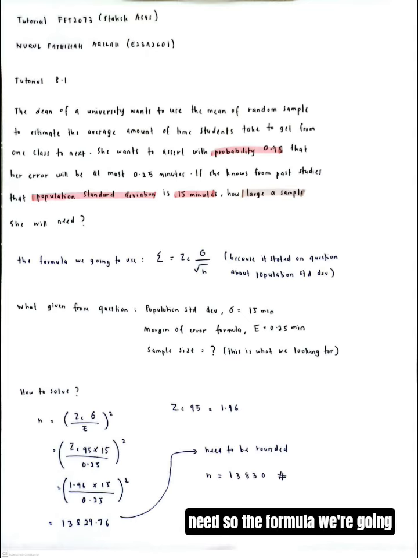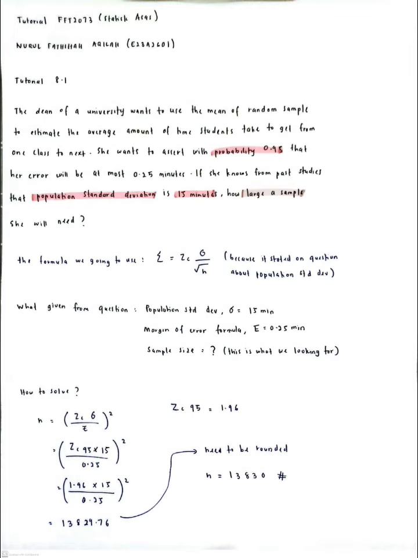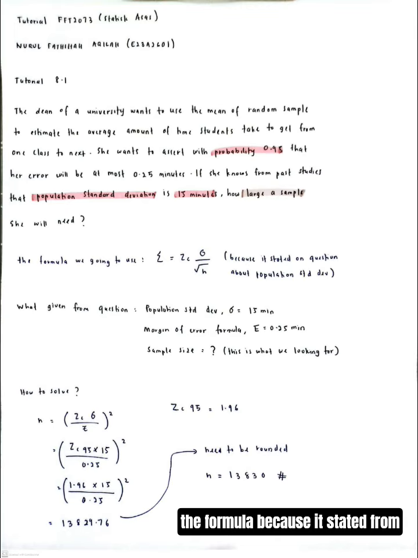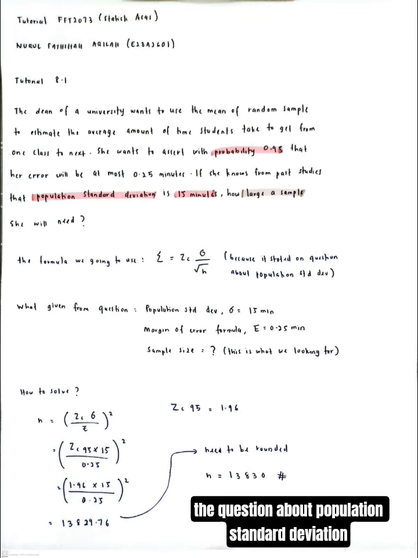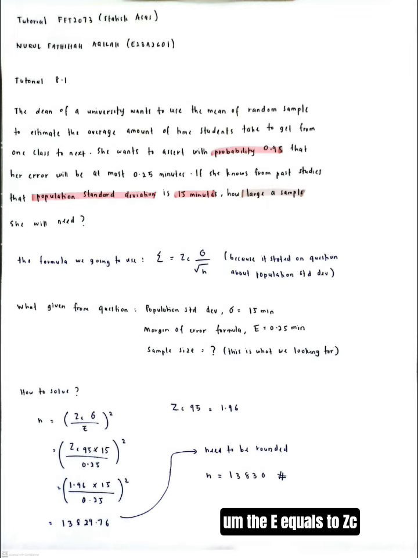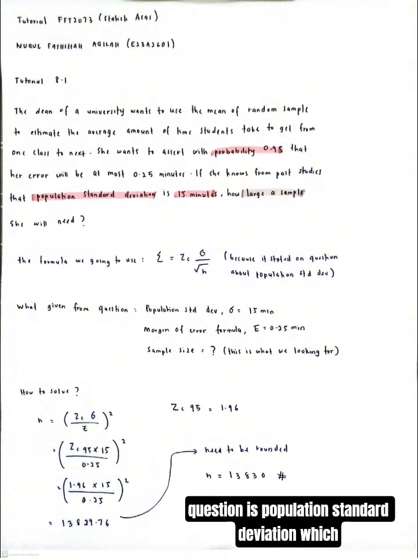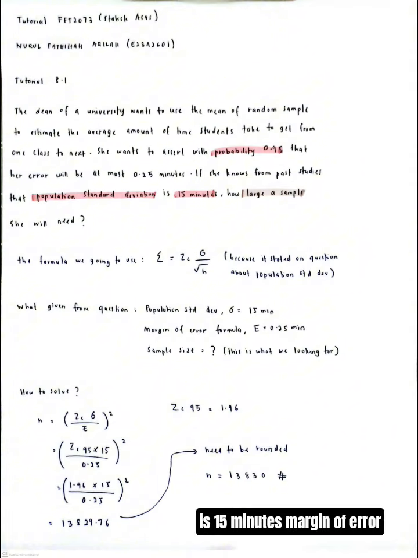So the formula we're going to use is stated in my answer booklet. How do I know the formula? Because the question states the population standard deviation. So we're going to use E equals Zc times standard deviation over square root of n. What is given in the question is the population standard deviation, which is 15 minutes, the margin of error E equals 0.25 minutes, and the sample size is what we are looking for.